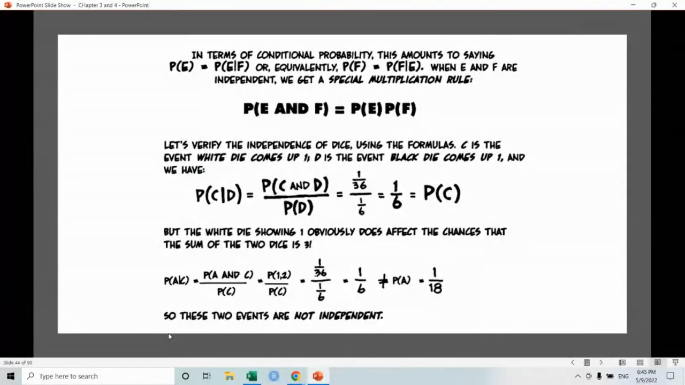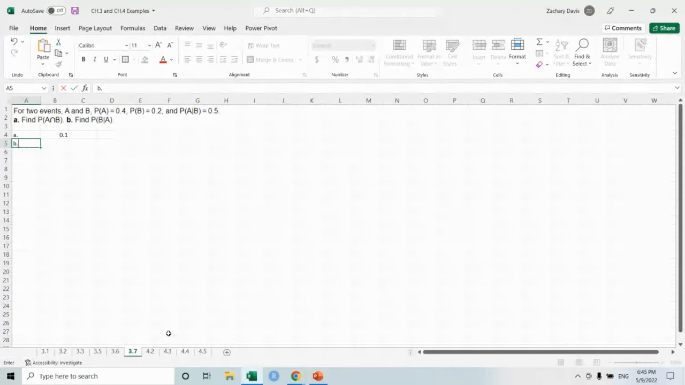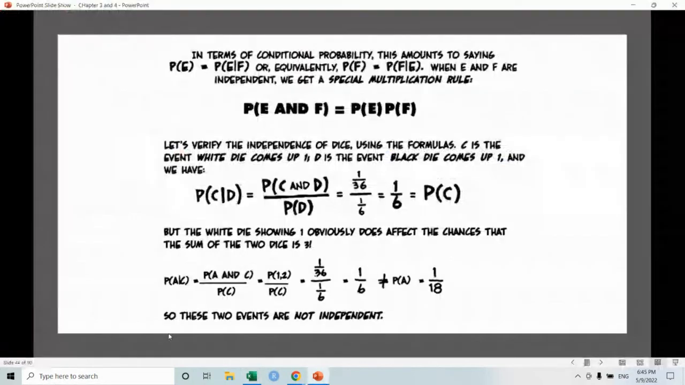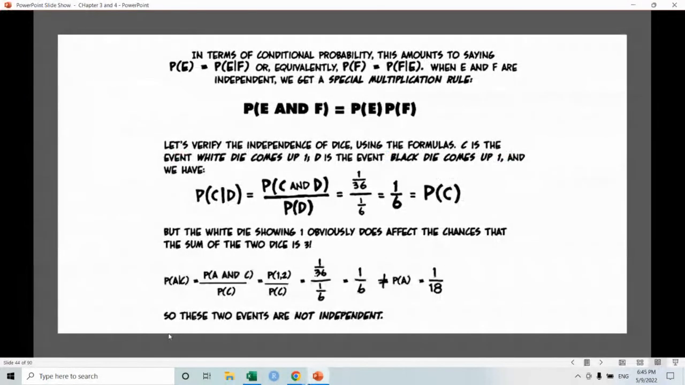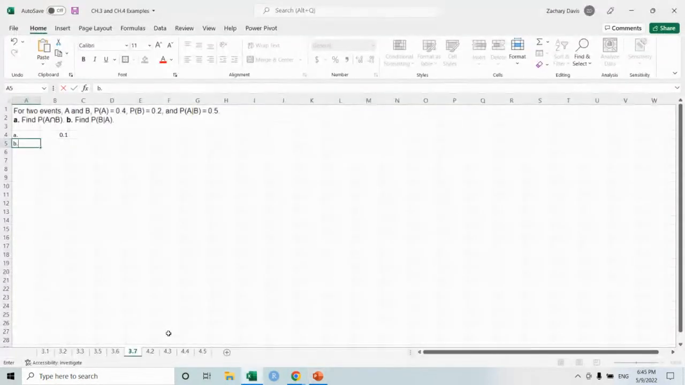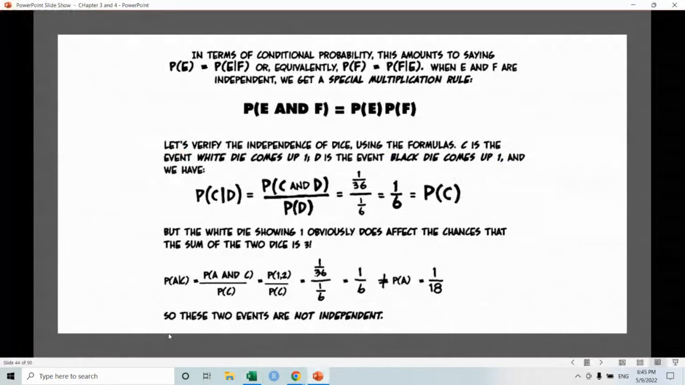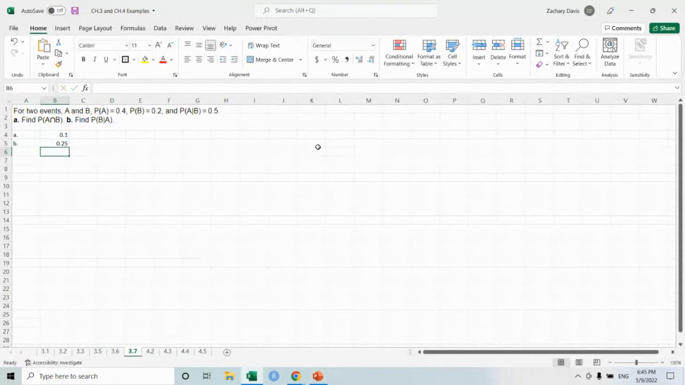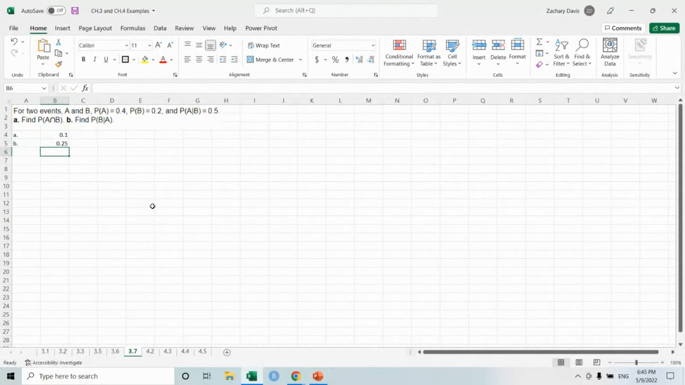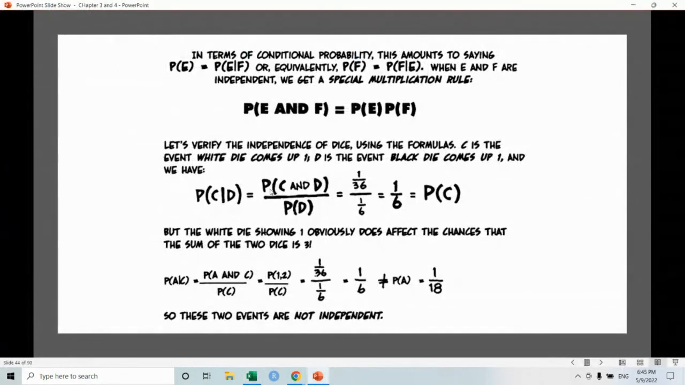Given the intersection now of probability of A and D, then we need to divide that by the probability of A. So we divide this by the probability of A, which gives us the probability of B given A, based on rearranging the formula.